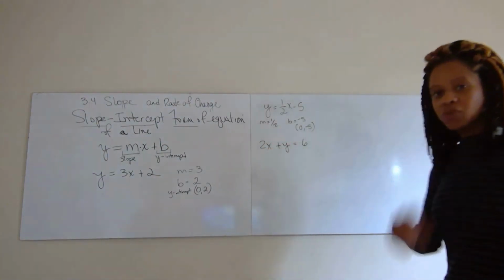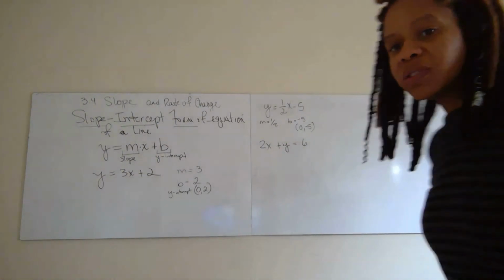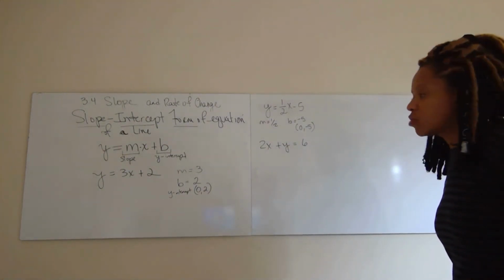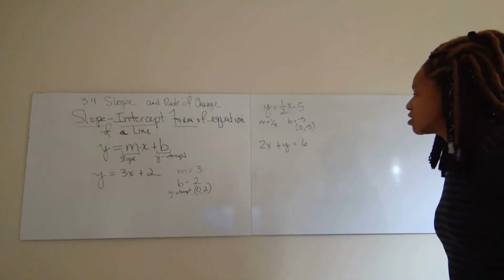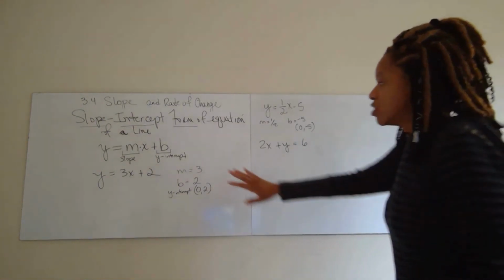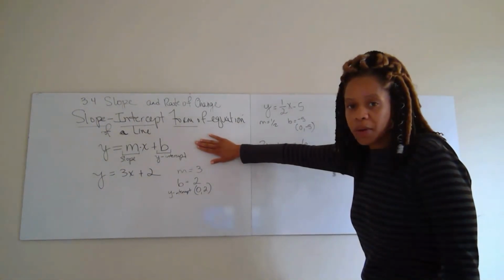Let's look at this one. 2x plus y is equal to 6. We need to identify the slope and the y-intercept here. That's what we're doing. So when we look at this equation, the only way you can identify the slope and the y-intercept is when it's in the slope-intercept form.